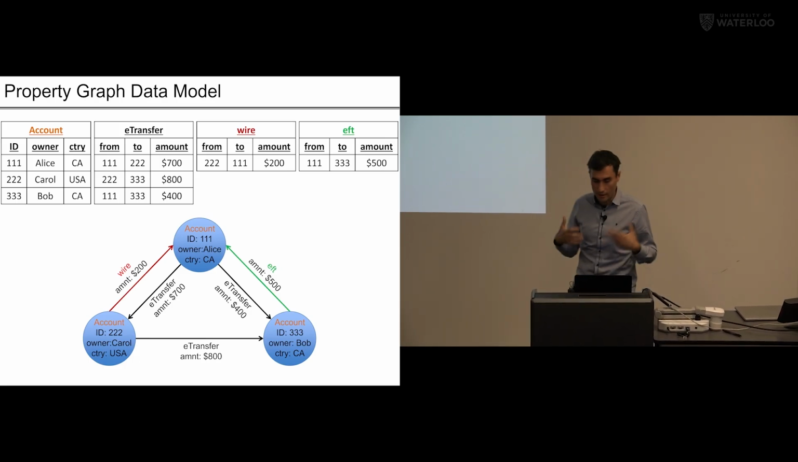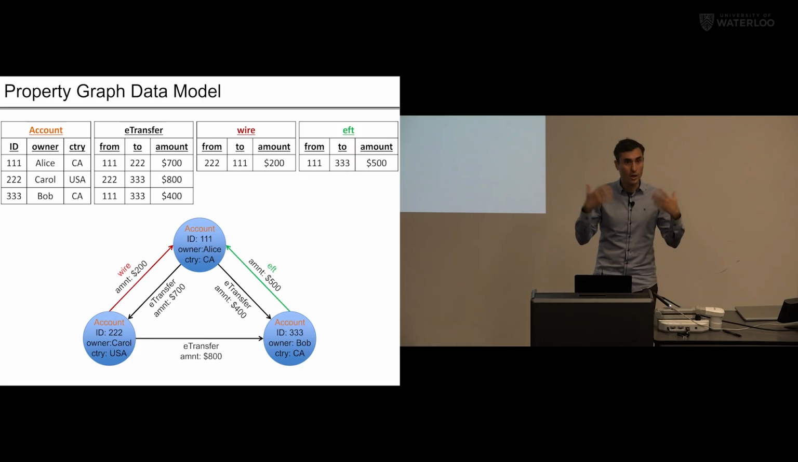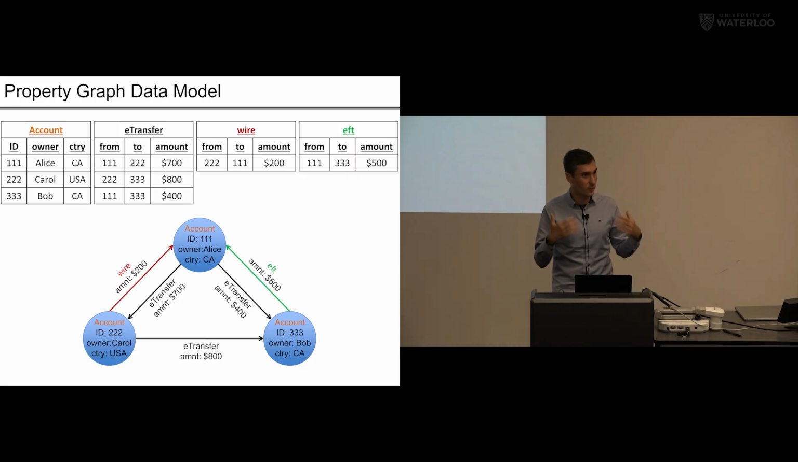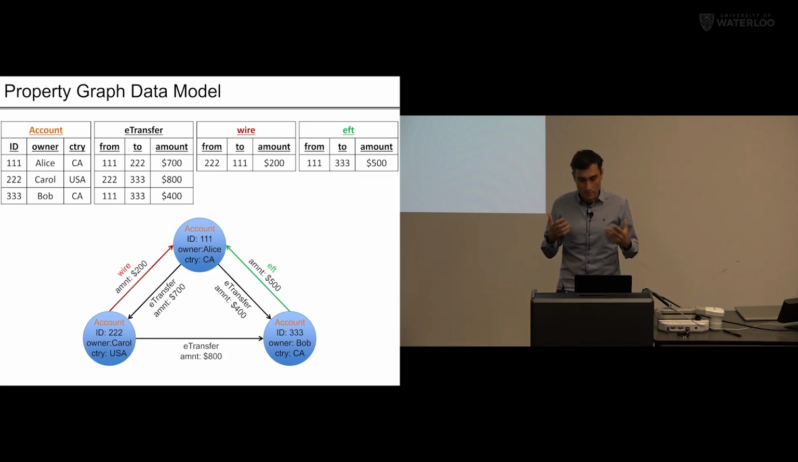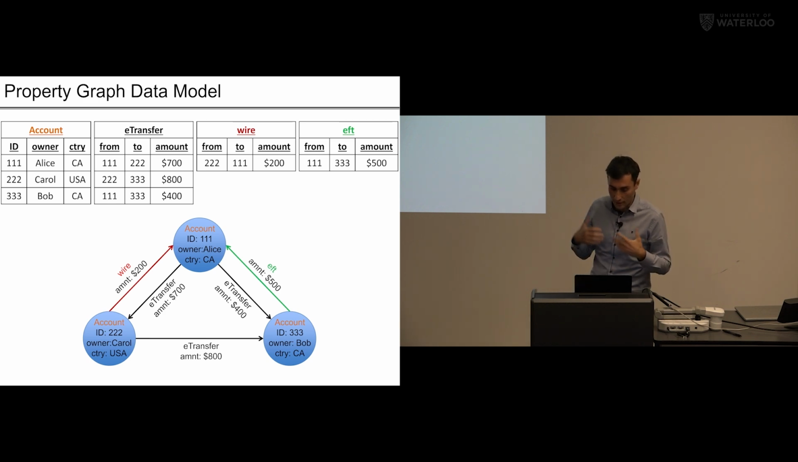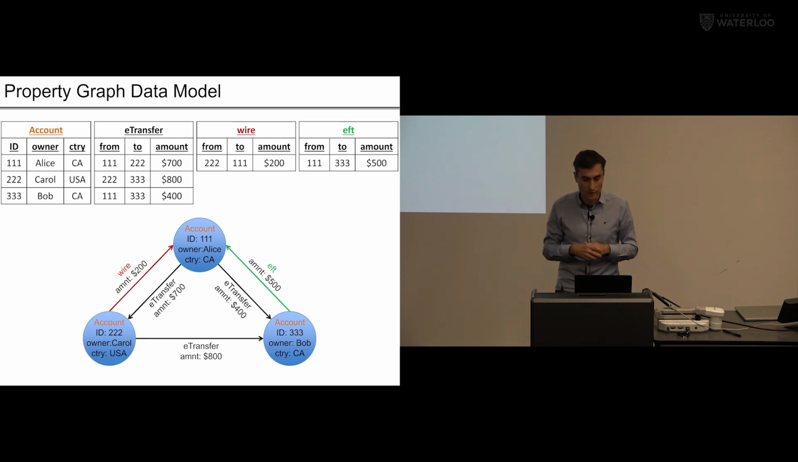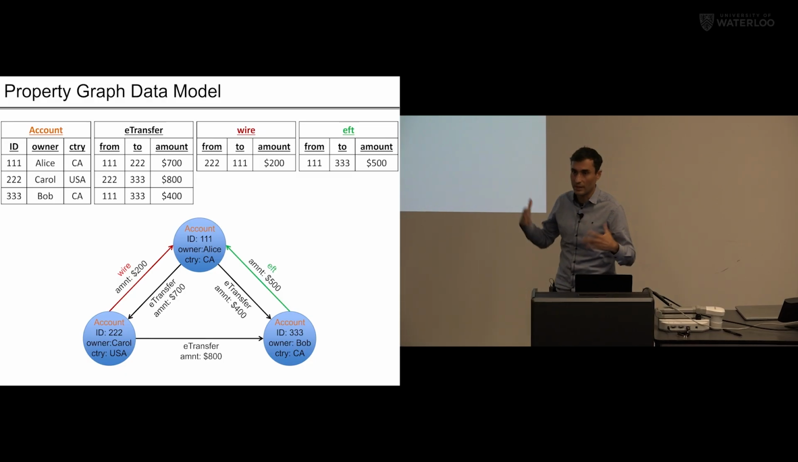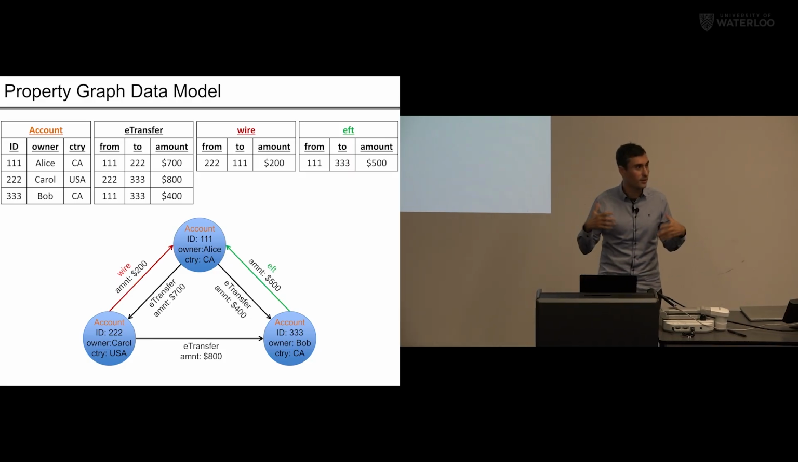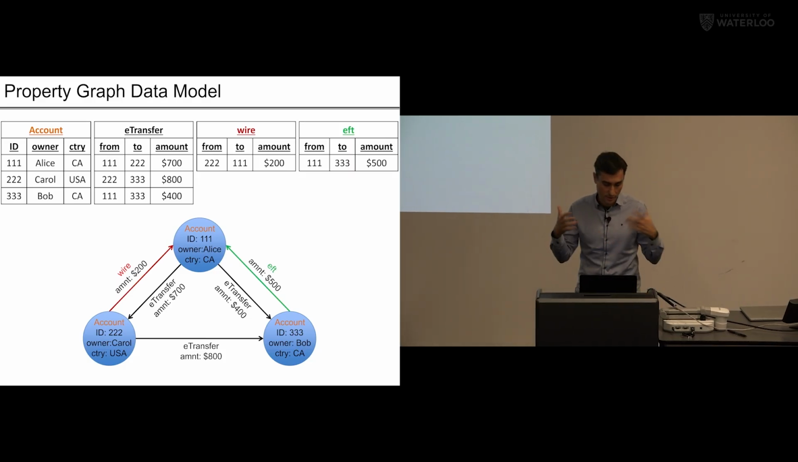Unlike relational modeling, where you structure your records as a set of tuples in tables with clear columns, graph database management systems are very similar. Let's take this example of financial transaction records. We've got accounts with owners and the countries that they're from, and then there are different types of transactions that might happen between these accounts: maybe e-transfers, wires, and EFTs. In this simple example, I'm just putting similar types of columns into all of these transactions. In a more realistic one, there could be different ones.